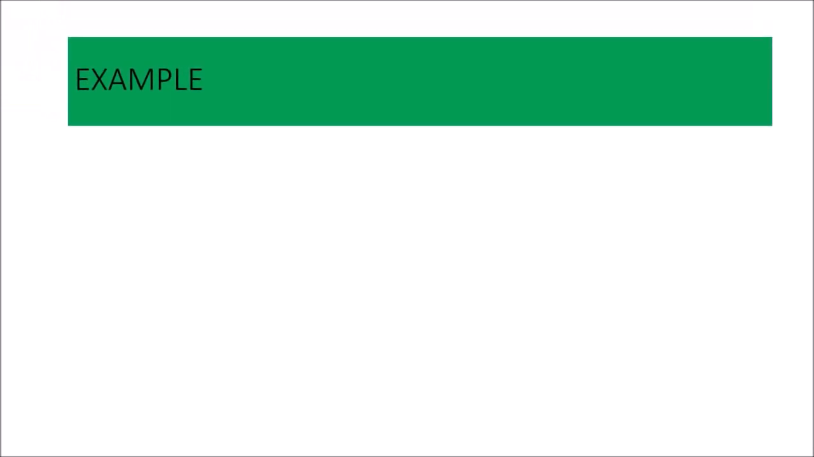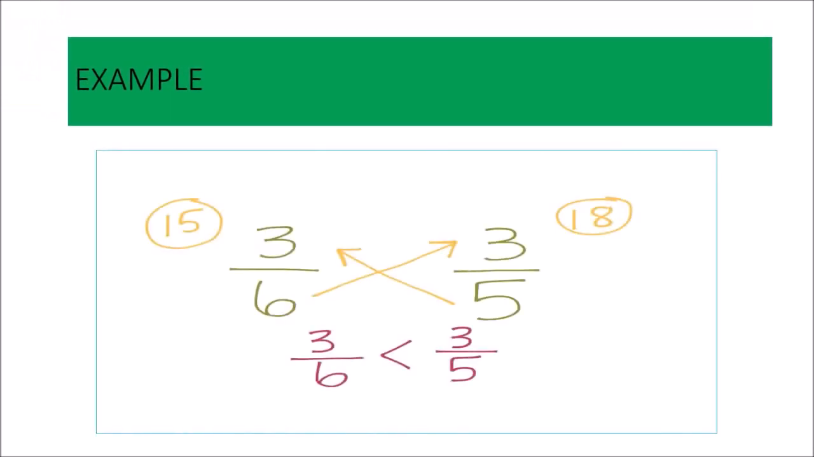Now an example is given here. We have two rational numbers, 3 upon 6 and 3 upon 5. And here, when we cross multiply, we can see that 3 times 5 is 15 and 6 times 3 is 18. Since 18 is greater than 15, we can say that 3 upon 5 will be greater than 3 upon 6.